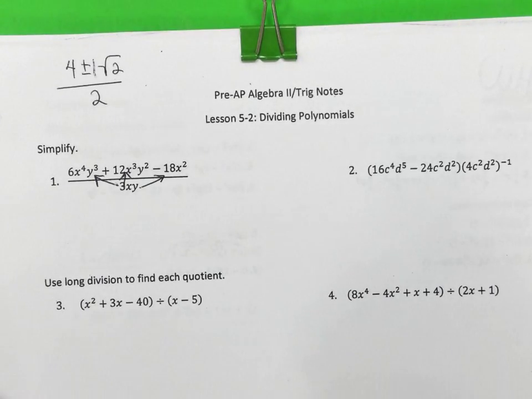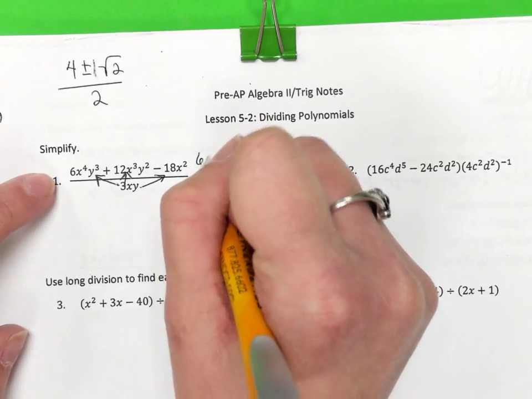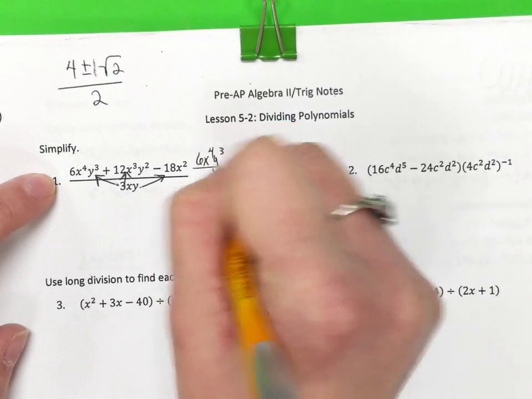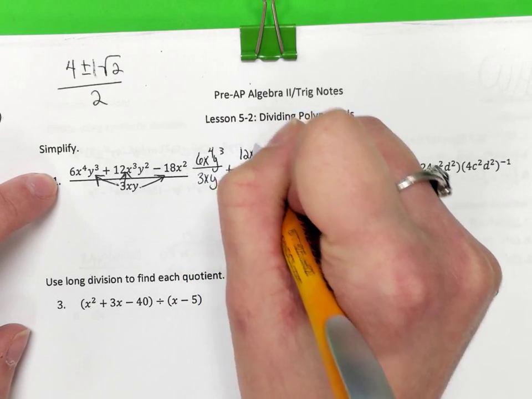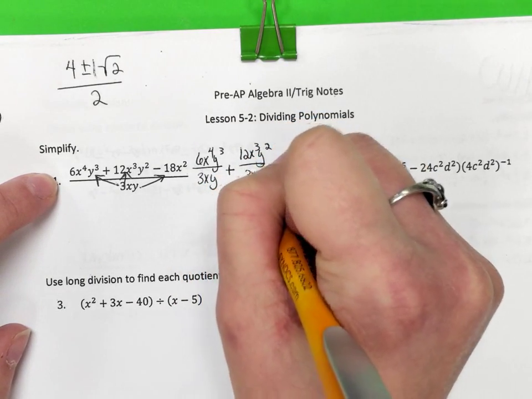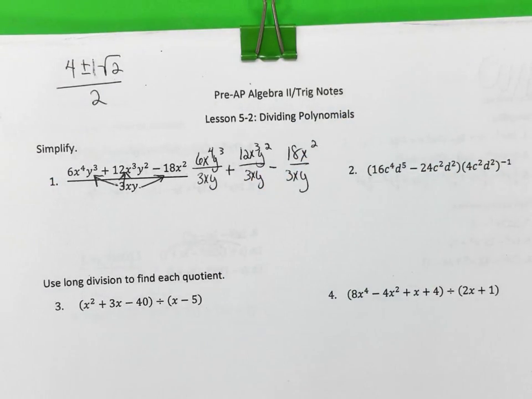You do not have to write down what I'm about to write down, but if you need to be able to see what we're doing, then here's what we're doing. We are doing 6x to the 4th y to the 3 over 3xy plus 12x to the 3rd y squared over 3xy minus 18x squared over 3xy. If that helps you to write that down, by all means do it. If you can see how to divide it without doing that, by all means skip it and save yourself a step. Got it? Okay.